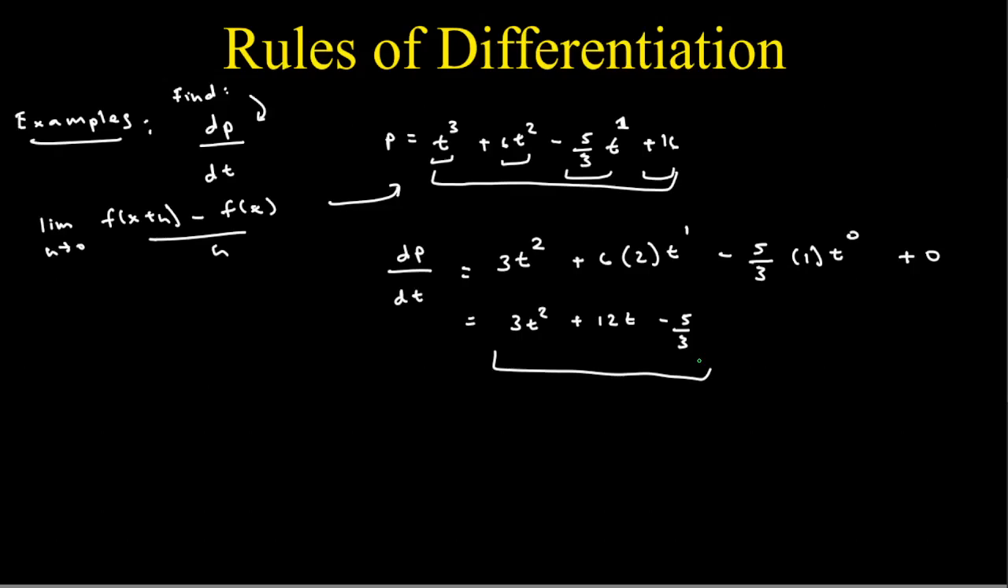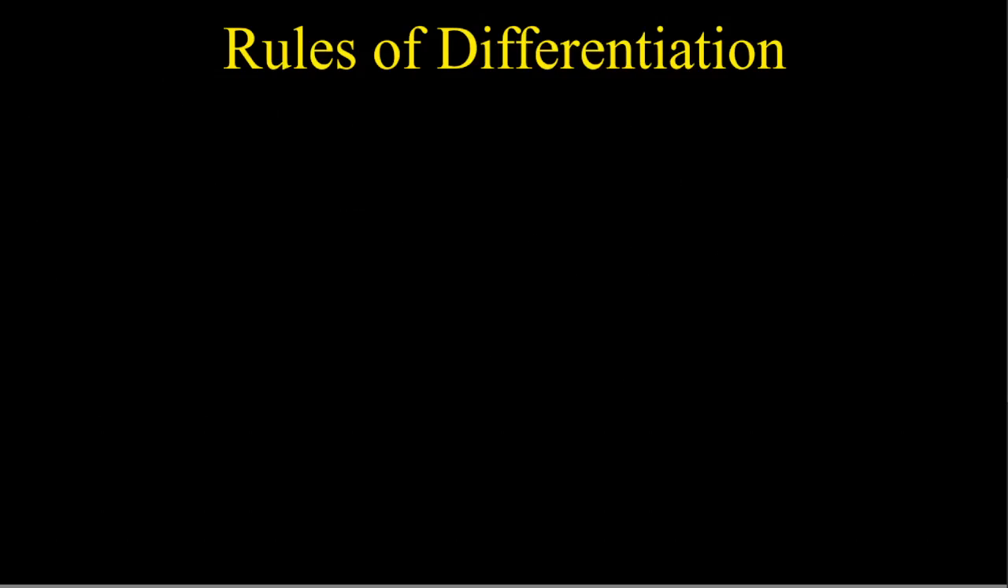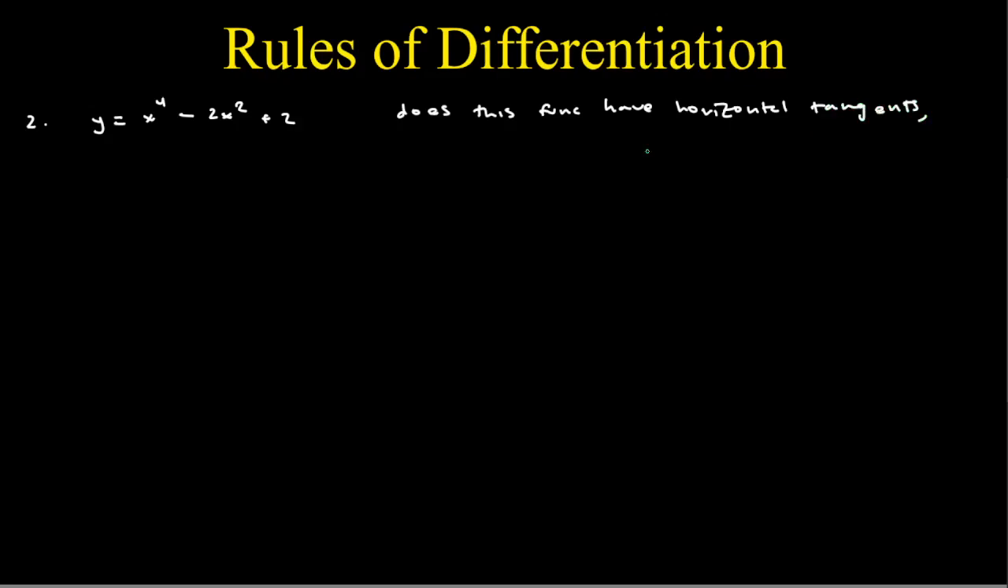Now let's go on to another question, which is not as obvious that we have to use derivatives, but again, we're going to start seeing examples of why derivatives are so useful. So we have a function y is equal to x to the power of 4 minus 2x squared plus 2. And the question is, does this function have horizontal tangents? And then, if so, where?